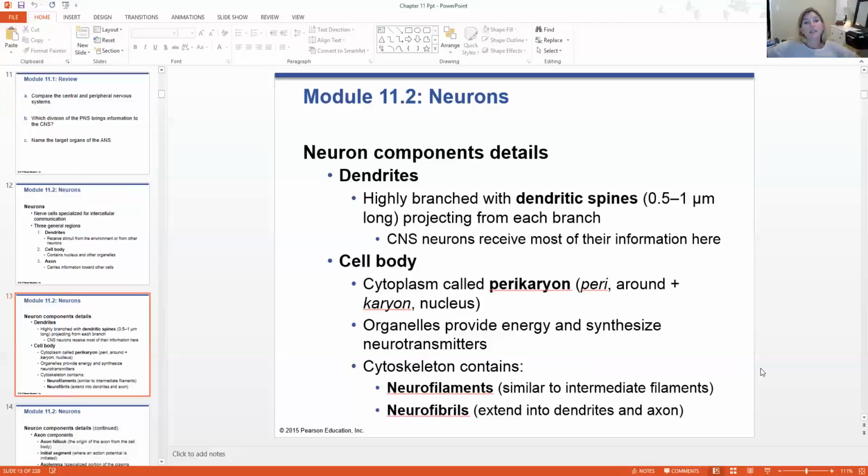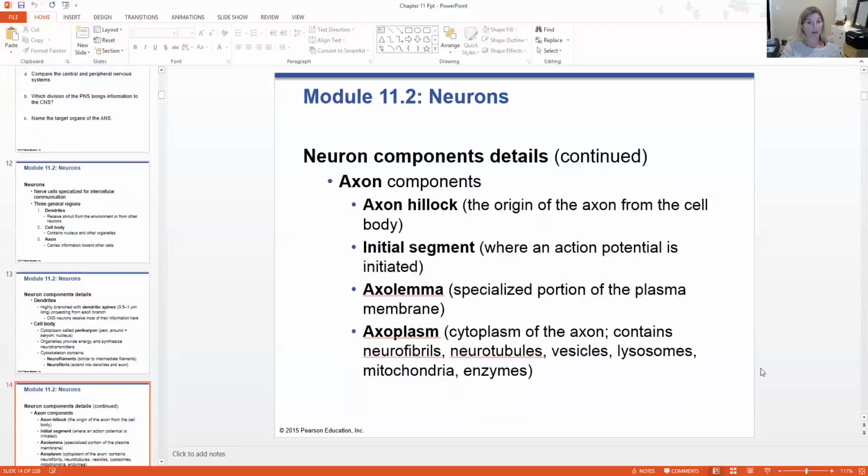The cell body includes something called the cytoplasm, and in muscle language, we call that the sarcoplasm. In neuron language, we're calling it the perikaryon, which translates to around the nucleus. So the organelles provide energy, obviously. They also synthesize and create the neurotransmitters. And there's an extensive cytoskeleton full of neurofilaments and neurofibrils, which are going to allow for the transport of information and materials down the axon.